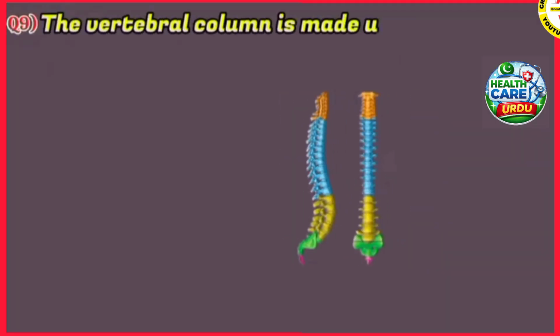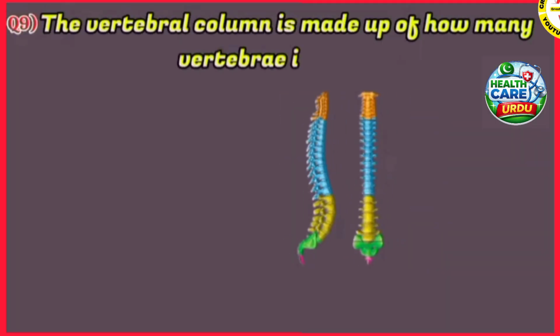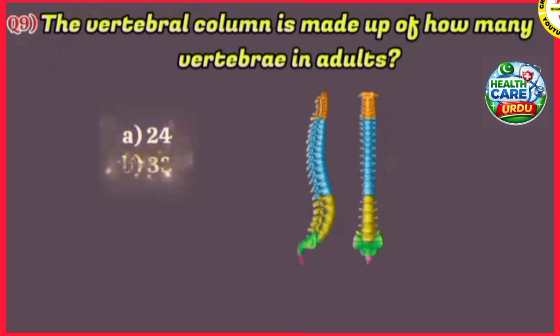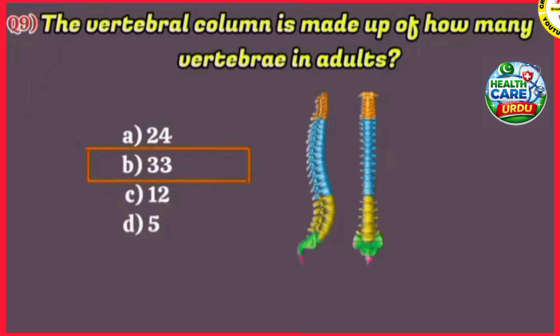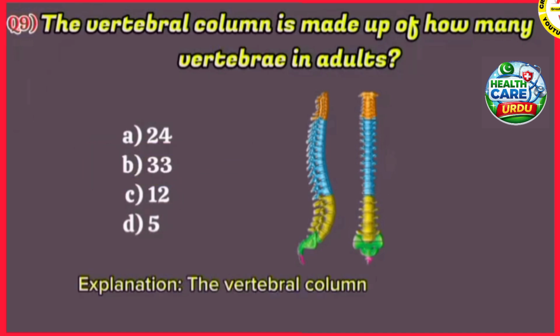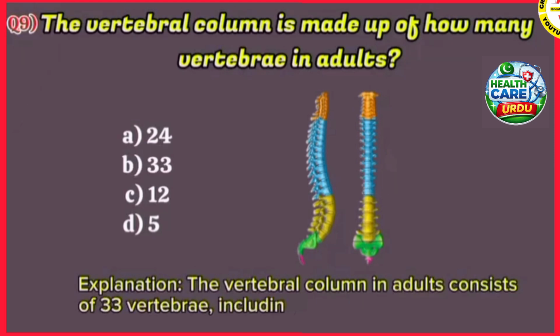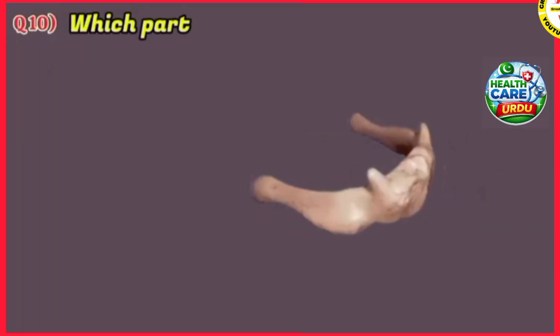The vertebral column is made of how many vertebrae in adults? Option A, B, C and D. Correct answer is option B, 33 vertebrae. Explanation: the vertebral column in adults consists of 33 vertebrae, including 24 presacral vertebrae.